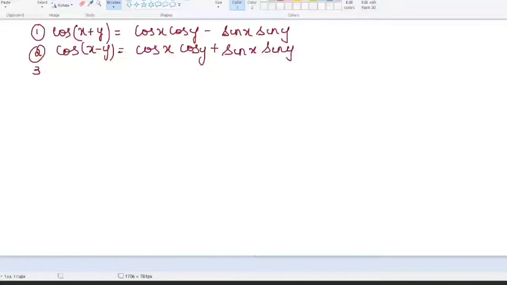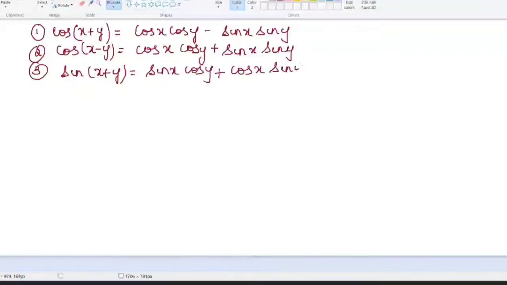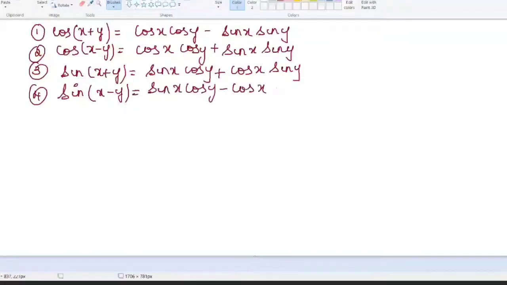The third formula which we had learned is sin of x plus y. What is the formula? Sin x cos y plus cos x sin y. So the fourth formula is exactly similar, sin x minus y. What is sin x minus y then? Where there is plus, you will have minus. That's it. So sine x cos y minus cos x sine y. How did we get that? Where there is y, put minus y, and you will reach that answer.